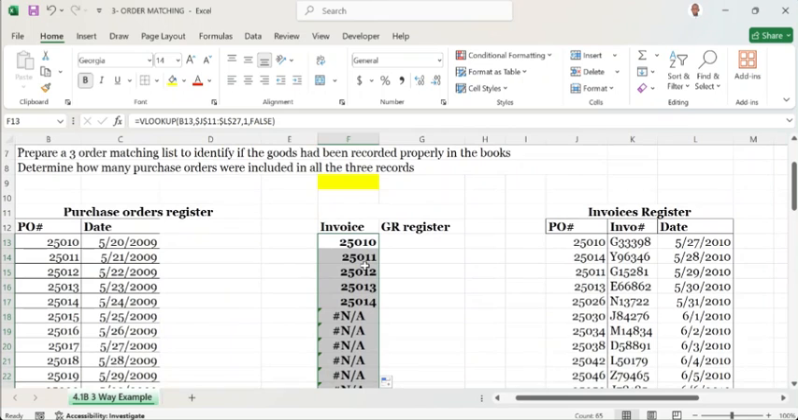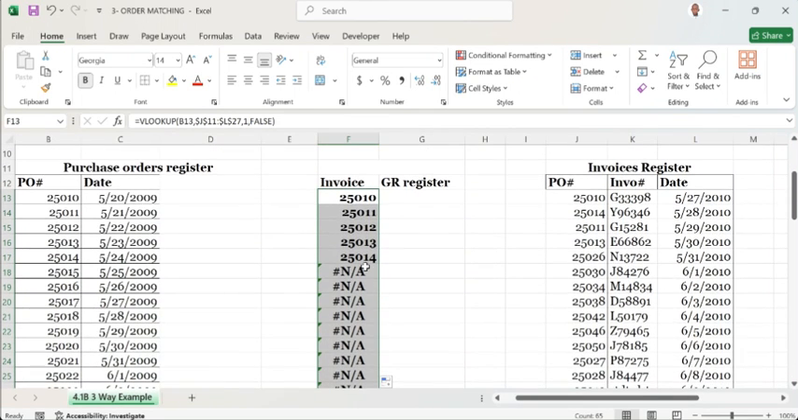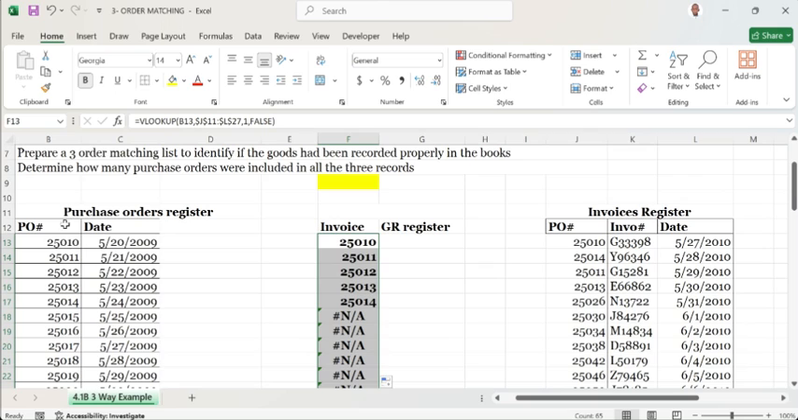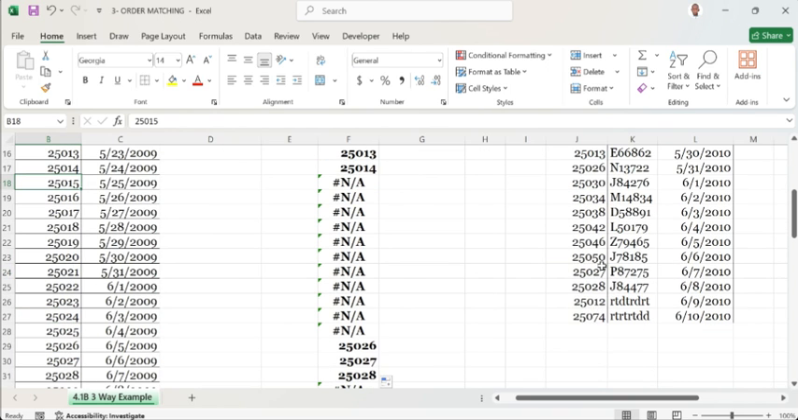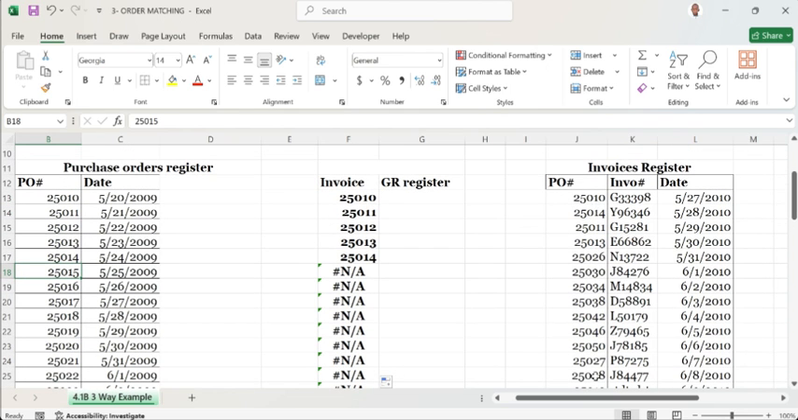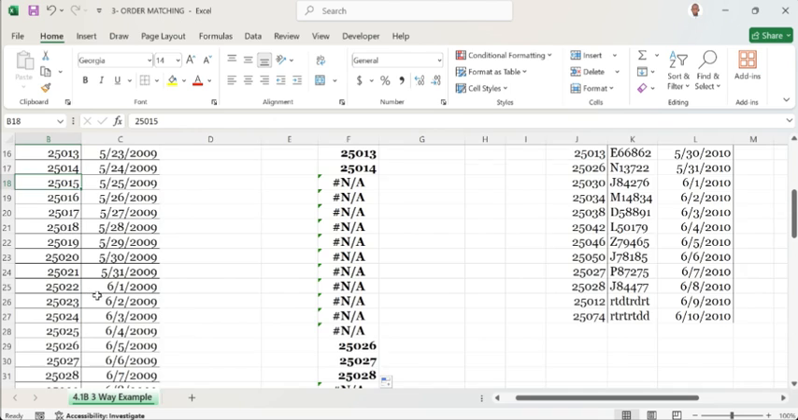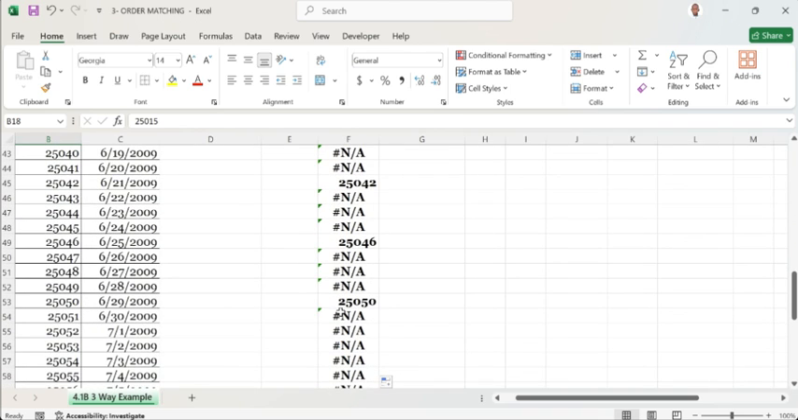My PO is in which column? Column 1, comma. Do we use true or false, exact match? False. I click OK. I get that. So you see, these two are matching. That's why I have it here. Then I drag it.